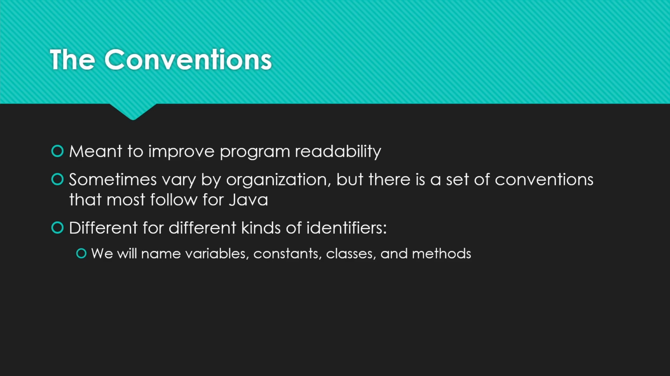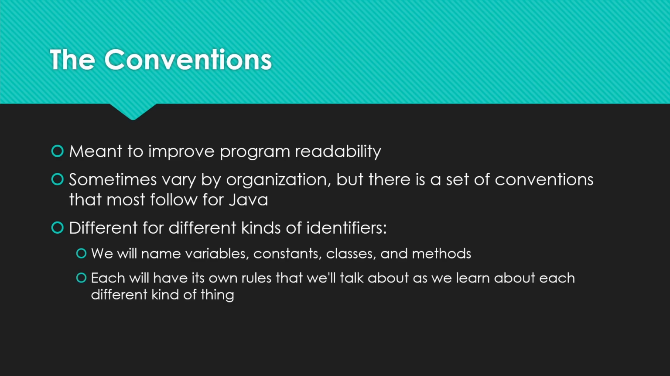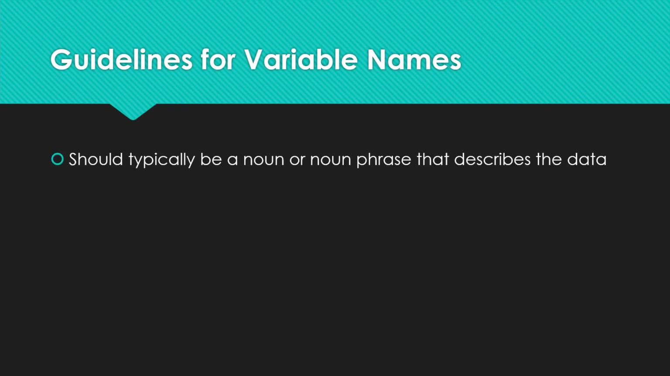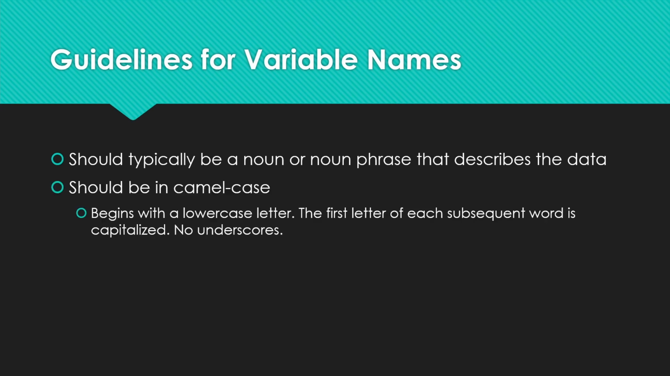So we're going to name variables, constants, classes, methods, and eventually other things. Each of those has its own rules. And so we'll talk about the rules for different kinds of things as we learn about them. Today we're going to talk about guidelines for variable names, since we're already using variables and we should know how to name them well. A variable name should be a noun or a noun phrase that describes the data. We have one exception to that for Boolean values when they're true or false. It should be in camel case.